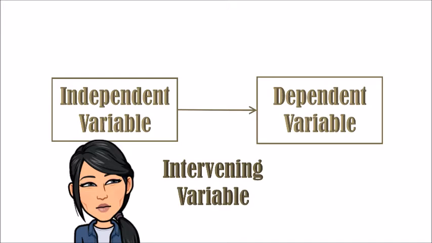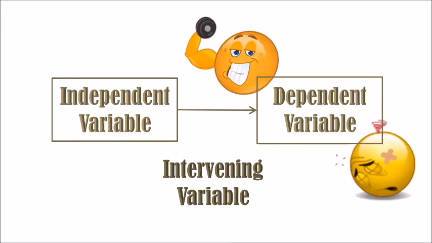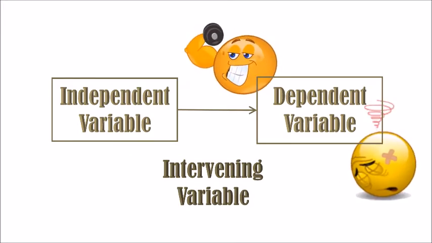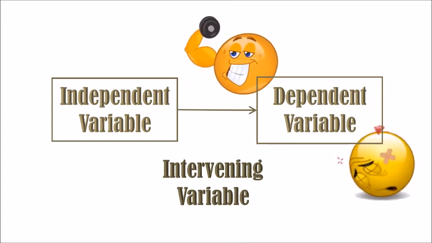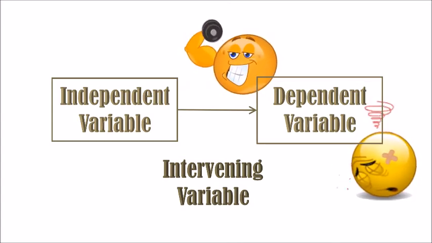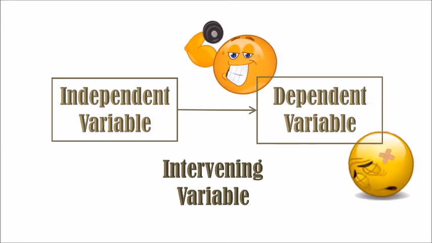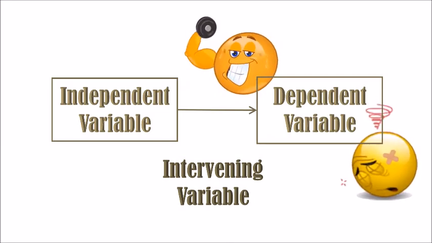Intervening variables cannot be observed in an experiment. That is why they are hypothetical. They are not real variables. They cannot be measured, like motivation, personality, intelligence, or attitude. It is important we know this because an intervening variable might weaken or strengthen the effect of the independent variable on the dependent variable.